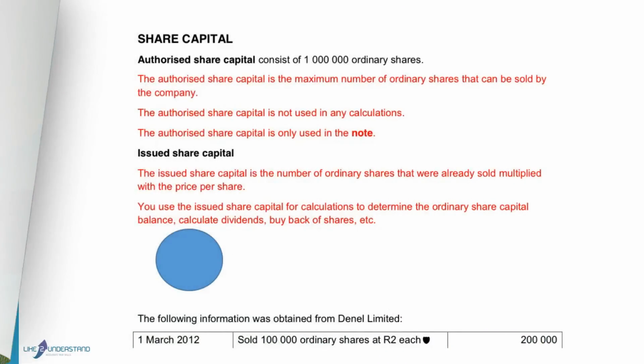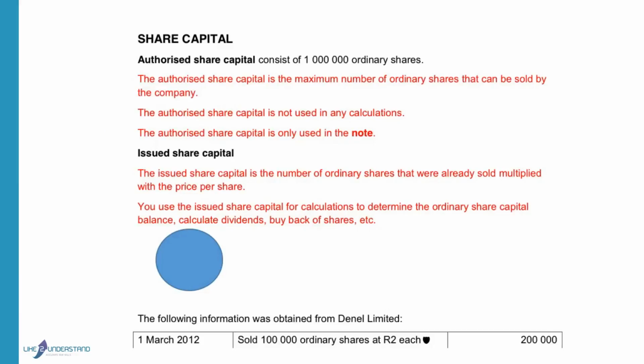Good morning. We will pay attention to the issue of shares today and the share capital of a company. First of all, it is very important to distinguish between authorized share capital and issued share capital. Authorized share capital of a company, for instance, may consist of 1 million ordinary shares. So that means the total number of shares that they can issue is 1 million. The authorized share capital is the maximum number of shares that can be issued. They cannot issue more than 1 million shares.